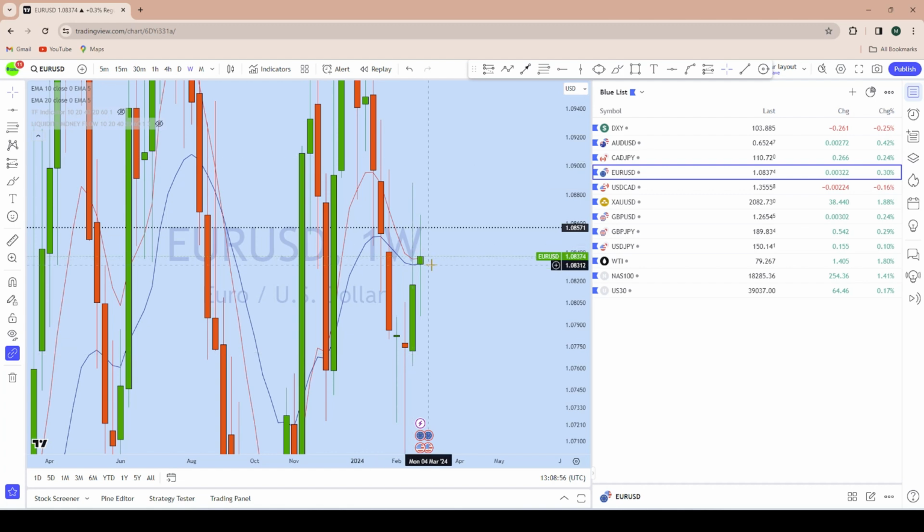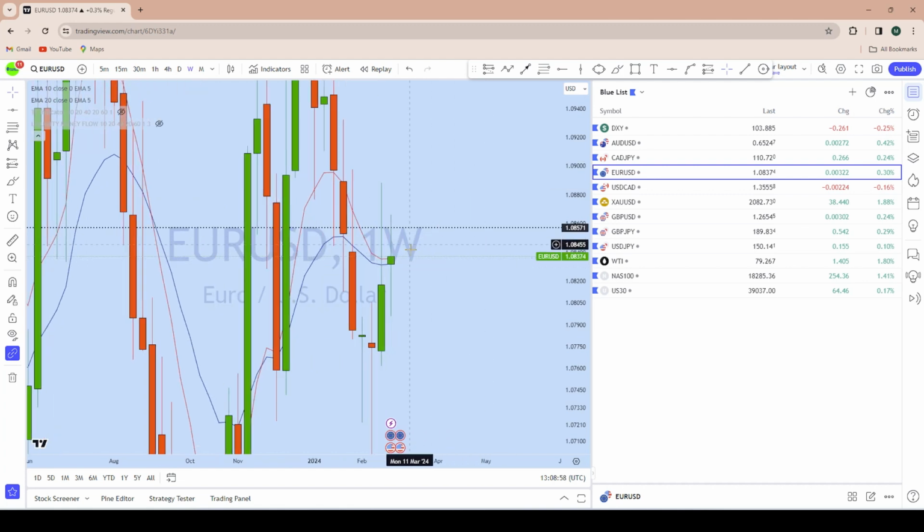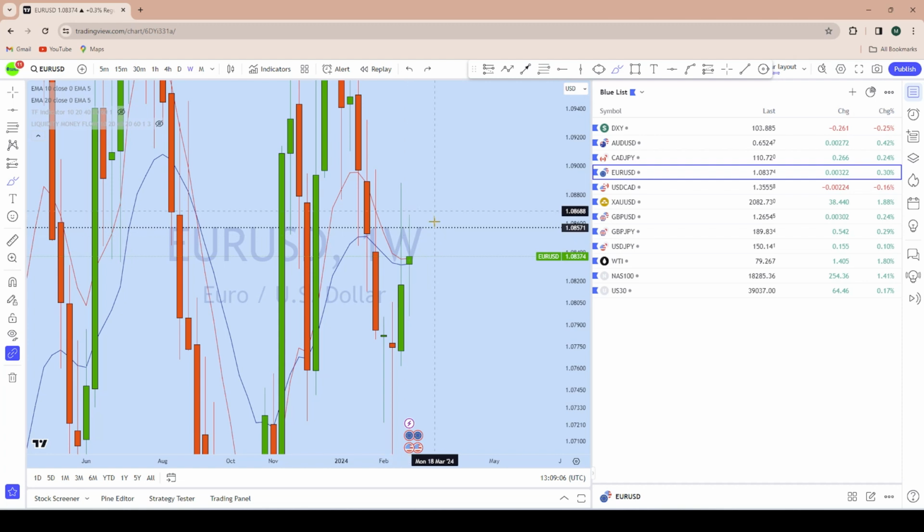Now if you look at the weekly chart, we can see that after this strong bullish candle followed by a doji on the weekly, this week we can expect euro dollar to go ahead and retest the high of this weekly doji. We'll be waiting for the price to retest and then to reject from this level.